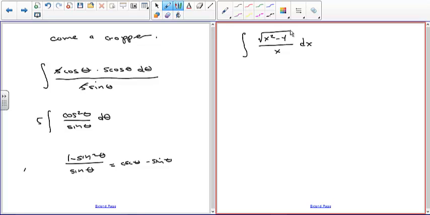So remember, the secant is the hypotenuse over the adjacent. So x goes on the hypotenuse and 2 goes on the adjacent. And then you can calculate the opposite side from the Pythagorean theorem, which should match the term.